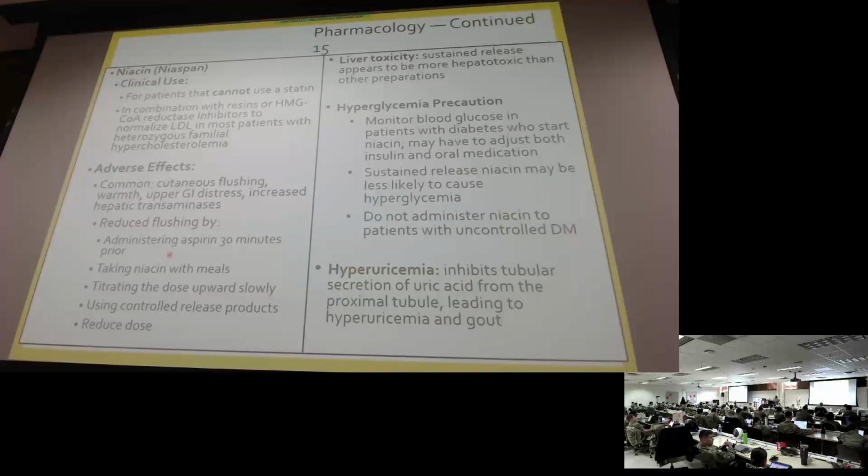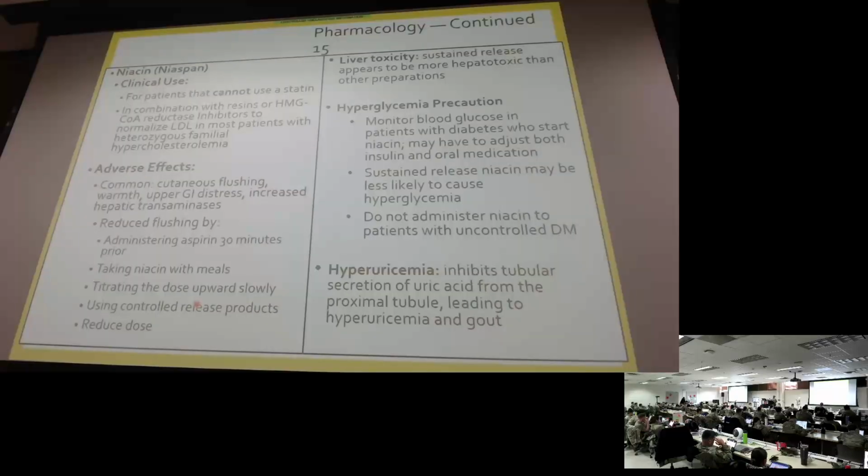I could also give them an extended release. I could tell them to take it with food, so that now that drug has to kind of go through some stuff before it hits their system all at once. So we do have extended release formulations. Most of the time I tell people to just start with the extended release or controlled release of the niacin, because most of the time people are going to experience this.